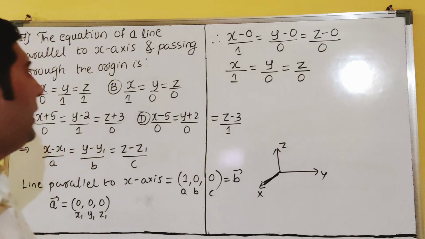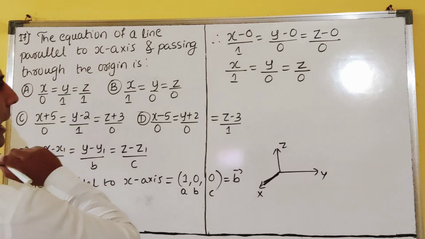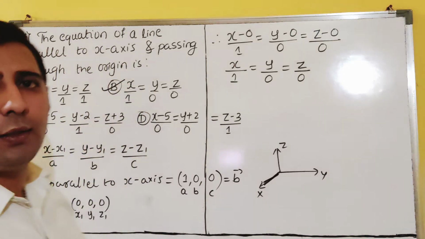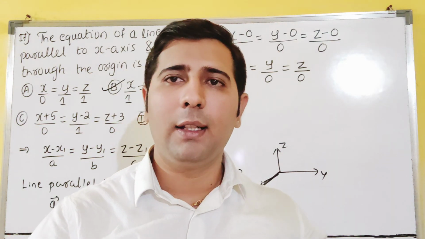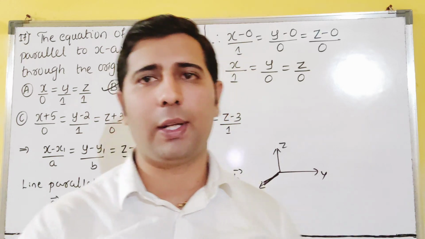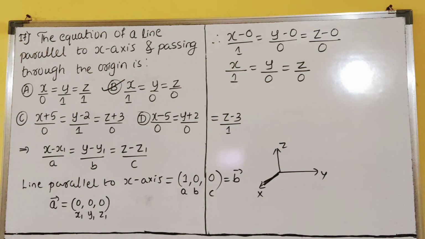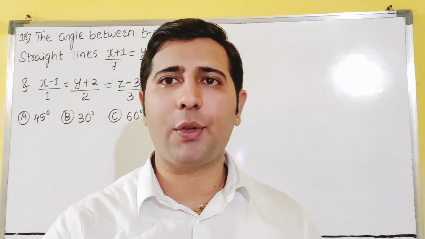So which option is matching? You observe here, that is matching with option B, dear students. So B for bingo is our answer. Please copy this. We'll go for the next question. Let us see the next question, dear students.